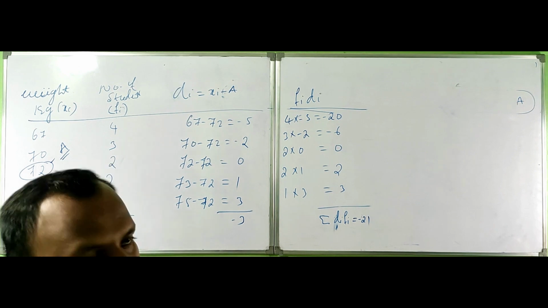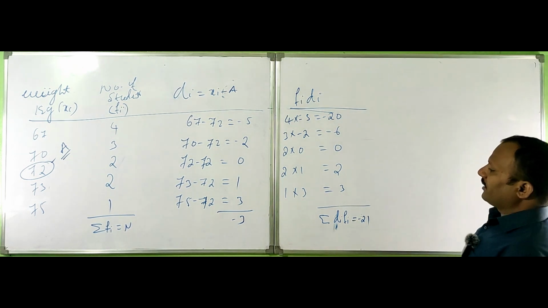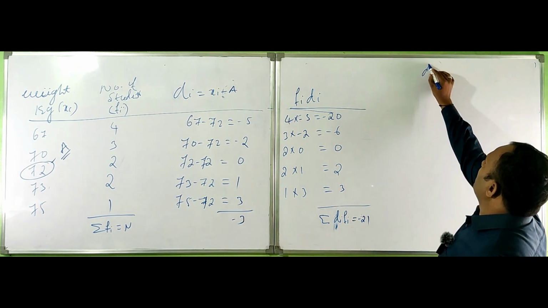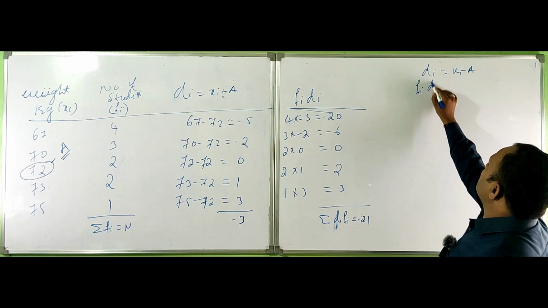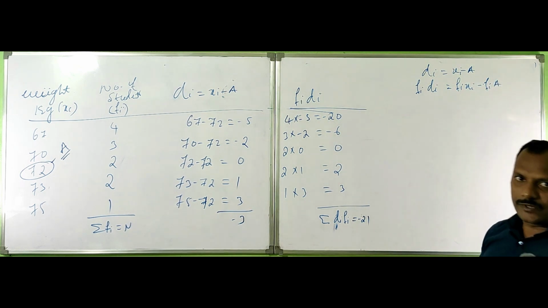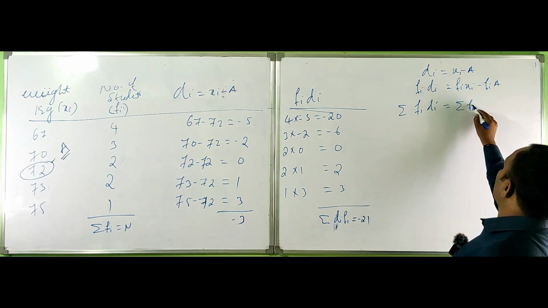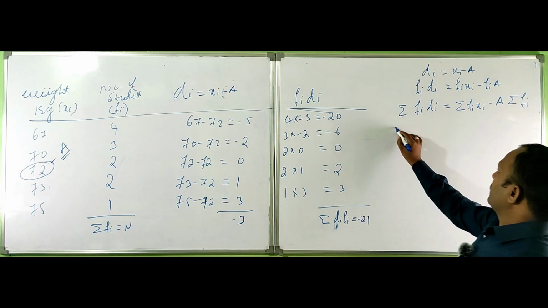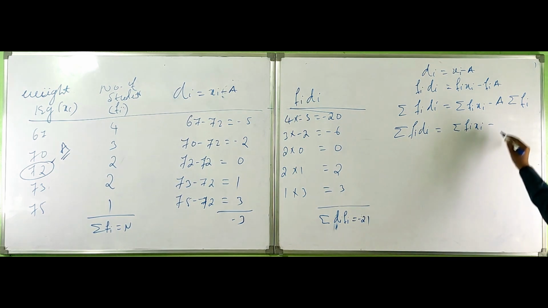Then how do we find the formula for this? How do we derive the equation? We have taken a different term, so d_i is equal to x_i minus a. Derivation: multiply f_i on both sides, f_i d_i is equal to f_i x_i minus f_i a. Taking the summation, summation of f_i d_i is equal to summation of f_i x_i minus a, which is a constant, times summation of f_i, so a into n.